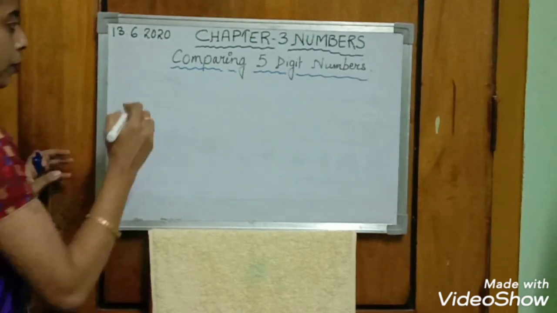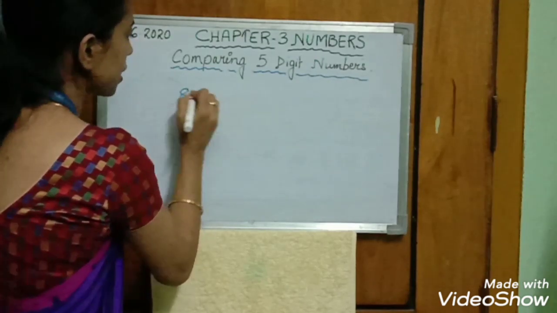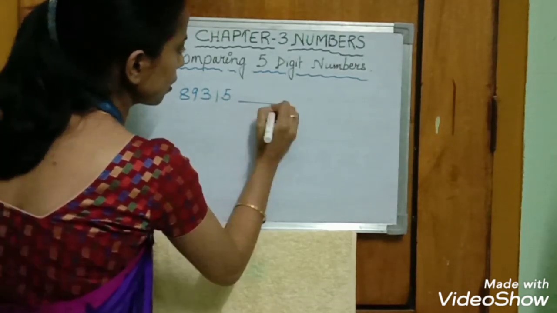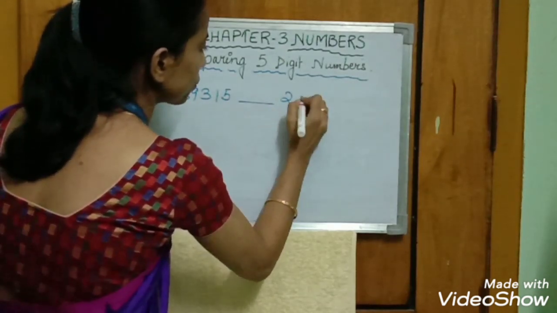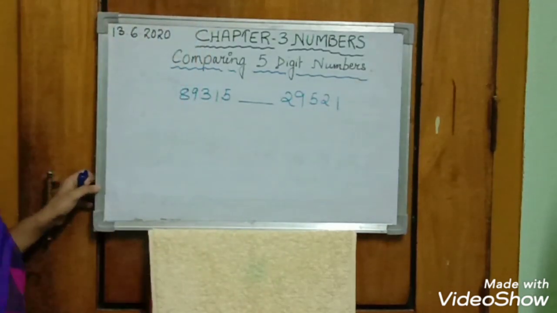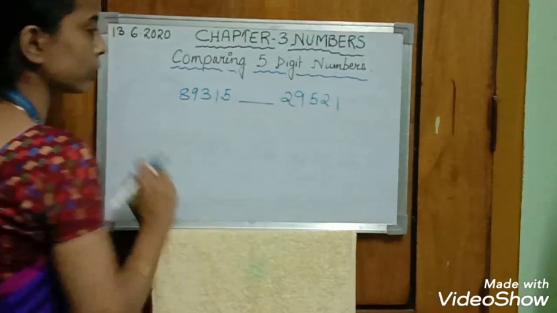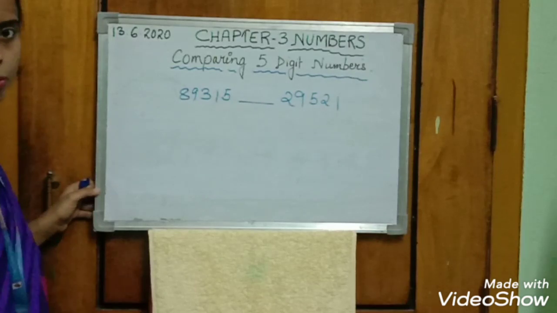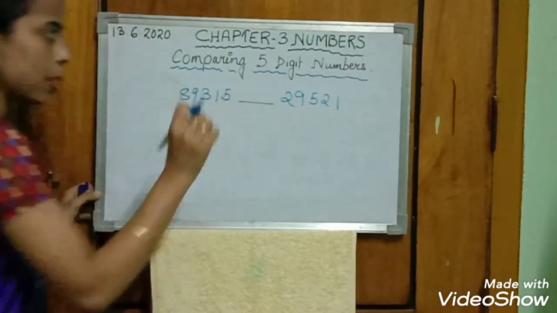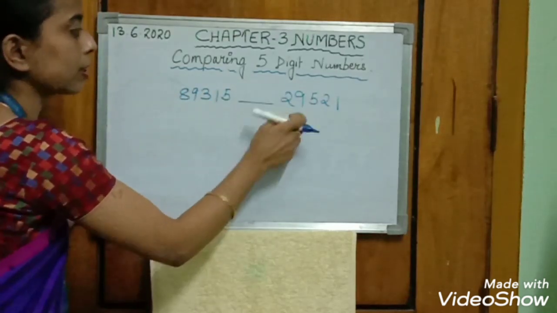Okay, let's take 89,315 and 29,521. Now, we are going to compare these two numbers. Both are 5-digit numbers. Now, how to compare these two numbers? How will we know that this number is bigger than that and this number is smaller than that?